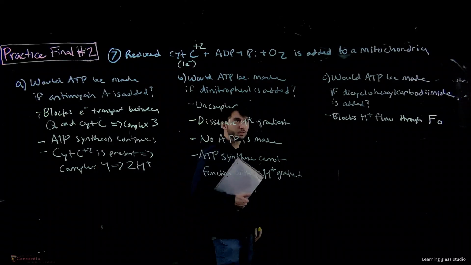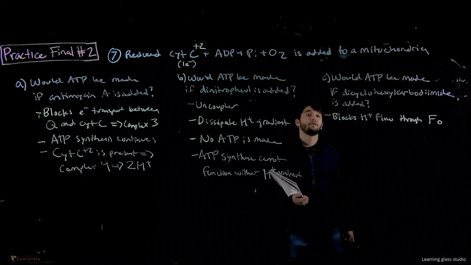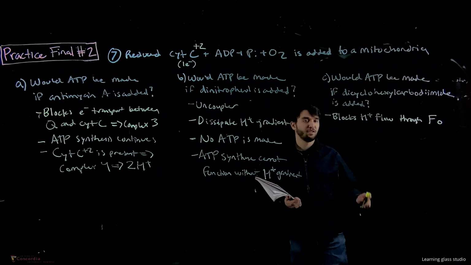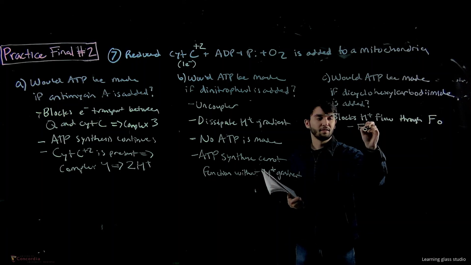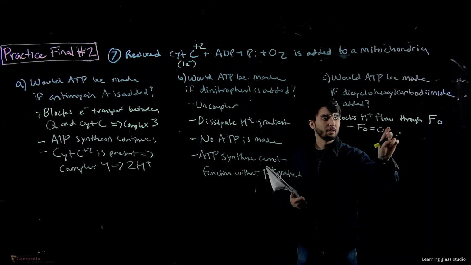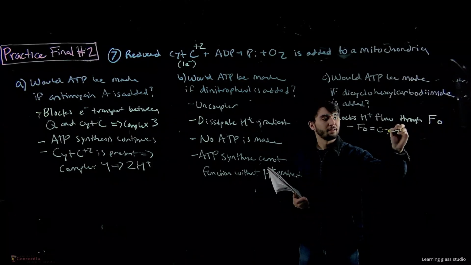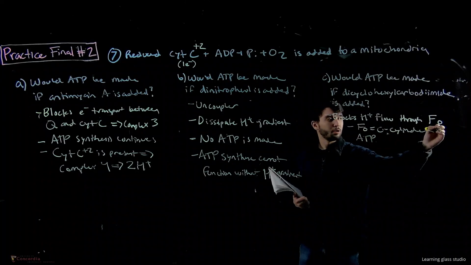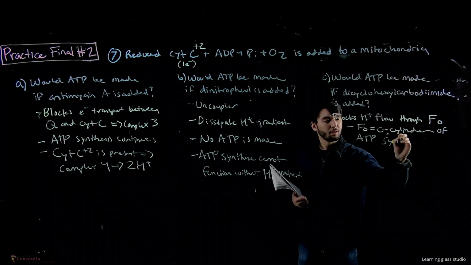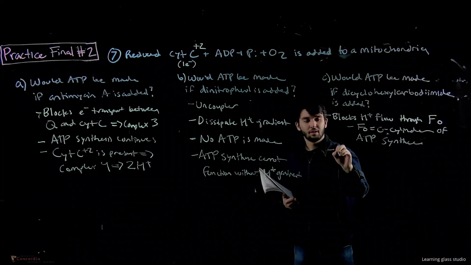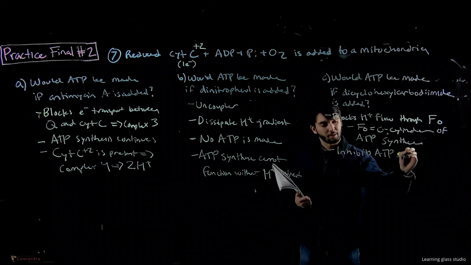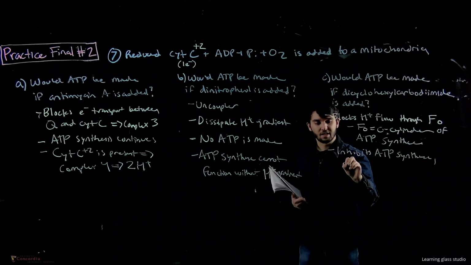Okay, so the last one: would ATP be made if dicyclohexylcarbodiimide is added? So this is going to block H+ flow through F0. F0 is the C cylinder of ATP synthase. So this essentially inhibits ATP synthase, so no ATP is made.